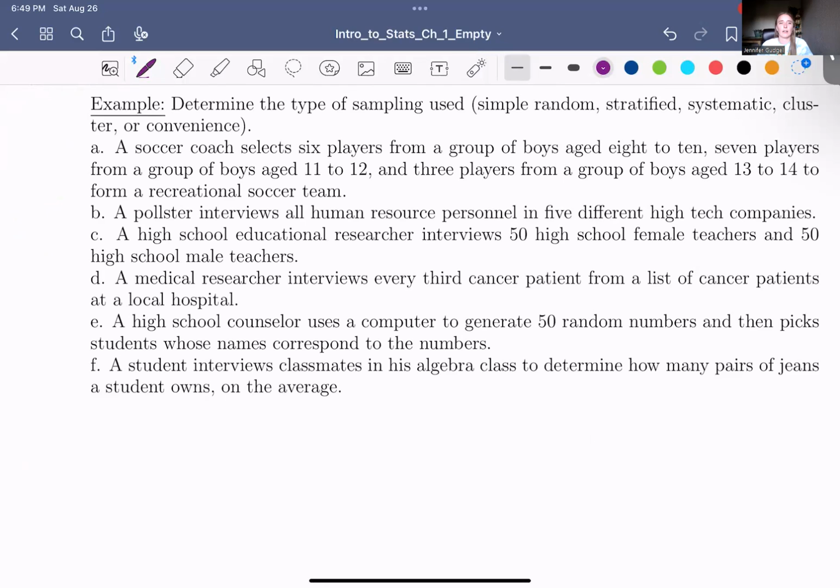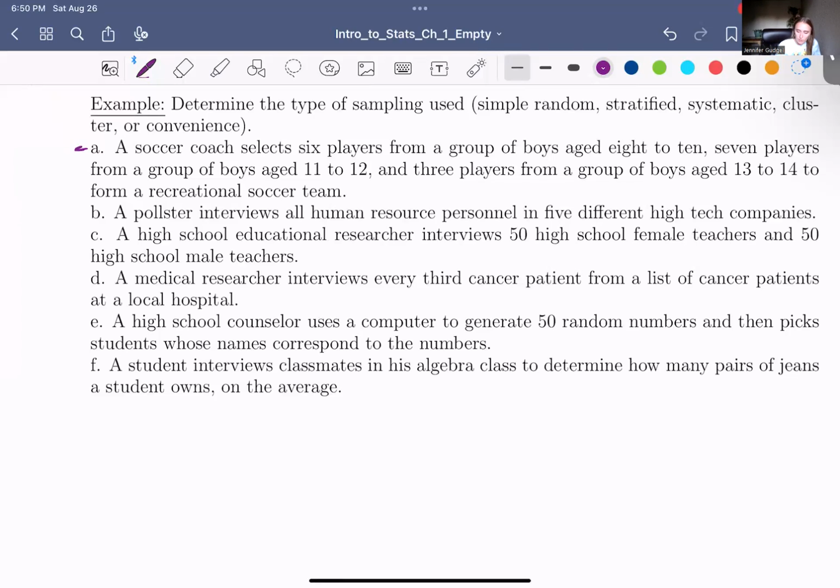A soccer coach selects 6 players from a group of boys aged 8 to 10, 7 players from a group of boys aged 11 to 12, and 3 players from a group of boys aged 13 to 14. All right, so a little different, a little more abstract here, but we already see that there are groupings of ages. 11 to 12, 13 to 14, 8 to 10. And he's selecting some from each of these groupings. It's good to say, or I would assume, that this is stratified.